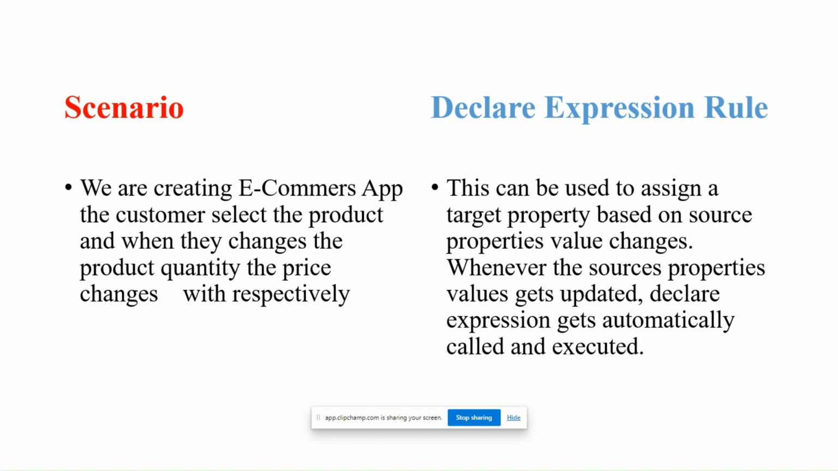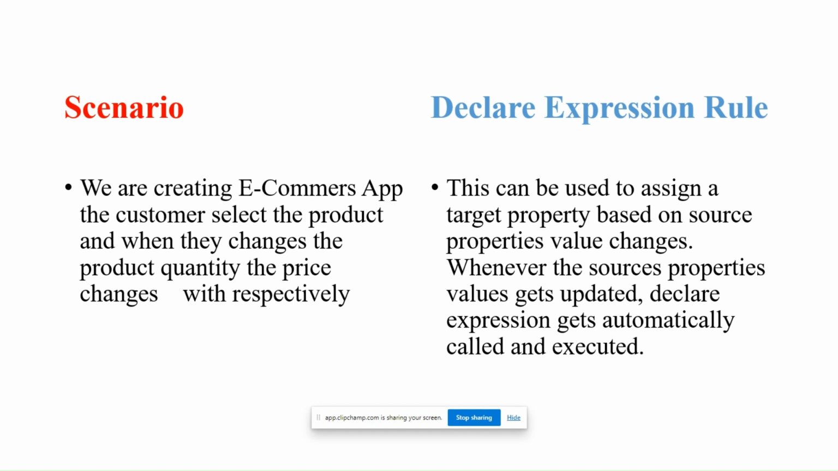What is the definition of the declare expression? It can be used to assign a target property based on source property value changes. Whenever the source property value gets updated, source property meaning the quantity property, the declare expression gets automatically called and executed. Note this point, guys, declare expression is an automatic action. We cannot refer to it anywhere in the rule.